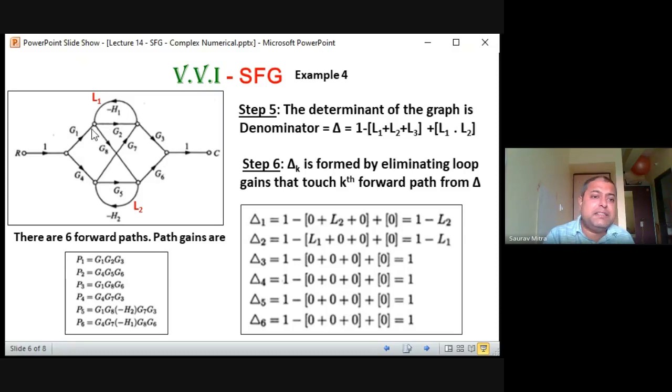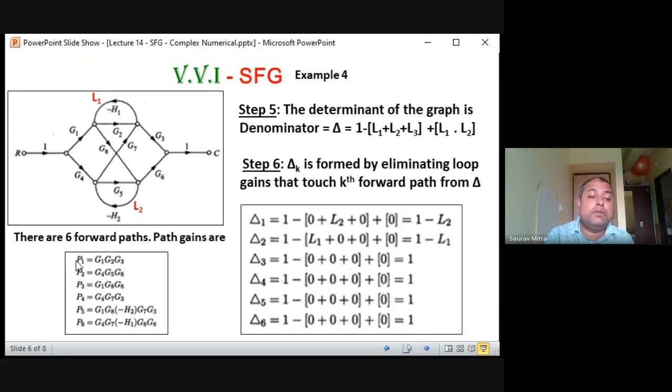Okay, so you are finding that this G1, G2, G3 is not touching this L2 loop. That means while finding delta 1, only the L2 you leave as minus G5H2. Remaining L1 and L3 you make as 0. So that is what is done here. Delta 1 is delta with L1 and L3 as 0. So the actual delta is 1 minus L1 plus L2 plus L3 plus L1 L2. In that case, you make L1 and L3 as 0. So delta 1 you are finding for forward path G1, G2, G3. In that case, only leave L2, make L1, L3 0. So what is delta 1?